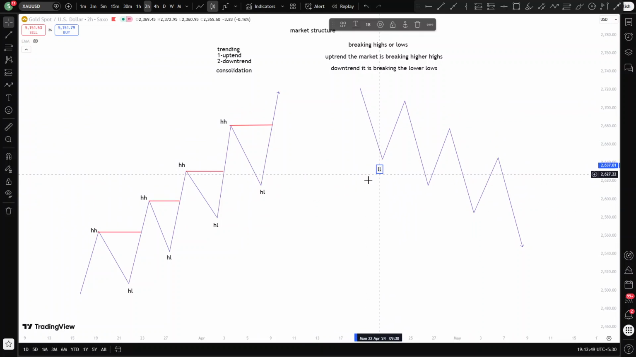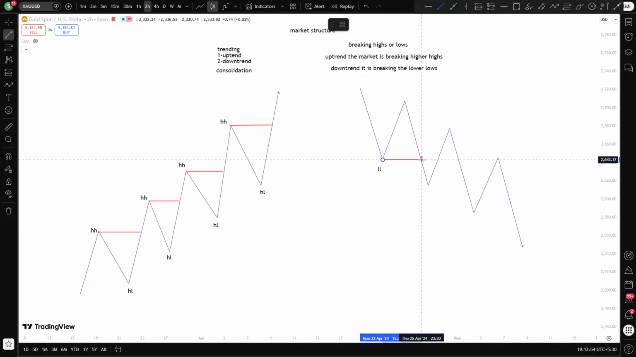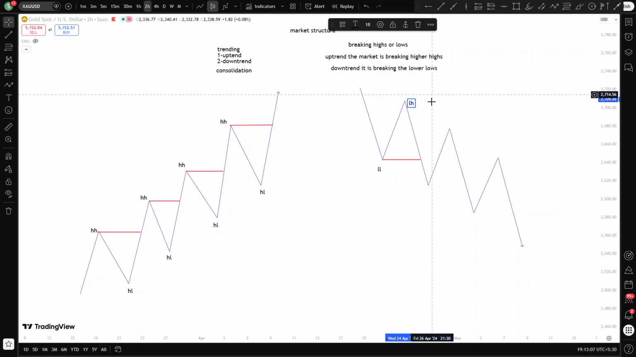Okay, it has to break the lower lows. So these are the points that the market is supposed to break. So when the market gives us a breakout of this lower low, we are expecting the market to leave a lower high. This lower high is only going to come when the market gives us a breakout of this lower low.